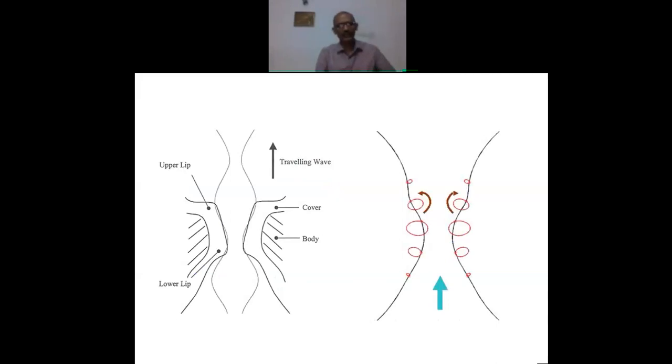Okay. So just a diagrammatic representation of air coming from down, opening up the vocal folds, moving up. And then moving up creates the F0, and then the traveling wave moves further up. And in the second picture, you're seeing the wave-like motion happening over the cover.